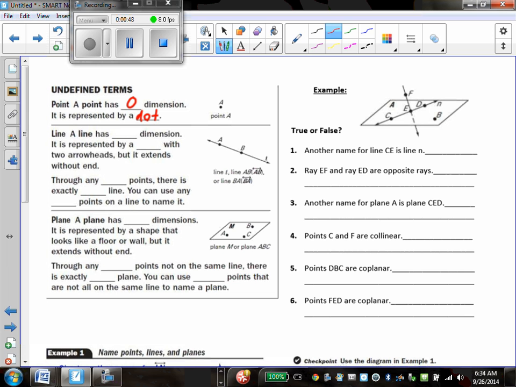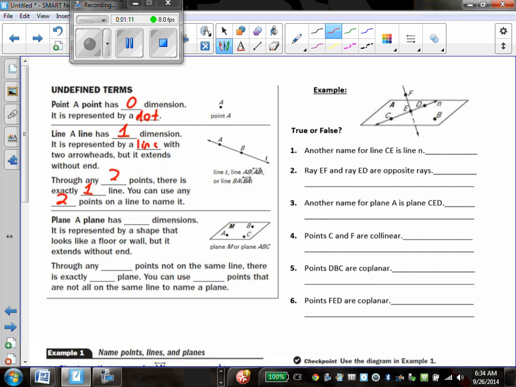has, in this case, in all cases, 1 dimension. It is represented by a line with 2 arrowheads, but extends without end. Remember that we need 2 points to make one line that couldn't be recreated any other way. And we can use any of those 2 points on a line to name them.